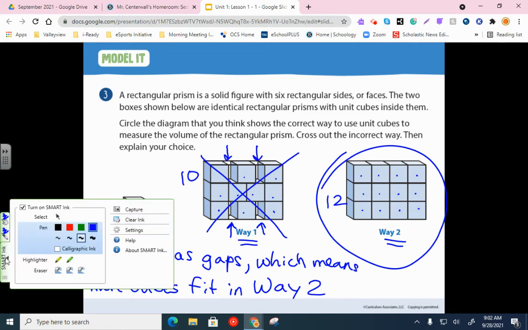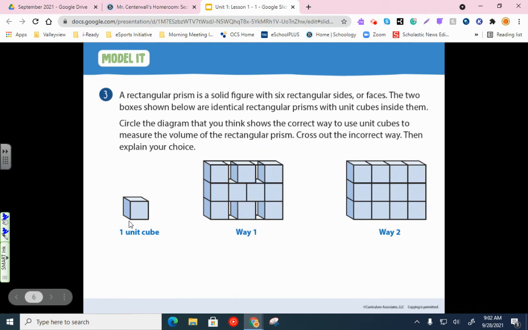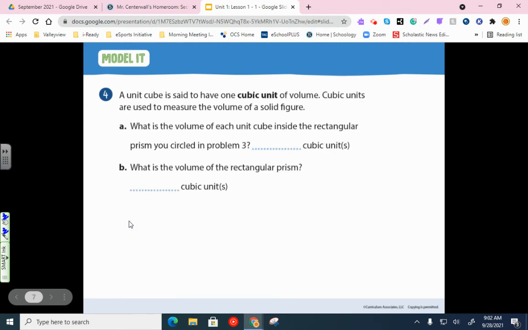All right. Again, these are usually pretty short lessons. So a unit cube is said to have 1 cubic unit of volume. Cubic units are used to measure the volume of a solid figure. What's the volume of each unit cube inside the rectangular prism you circled in problem 3? Well, each of those cubes is 1 cubic unit, and the volume of that rectangular prism, we counted them up, easy peasy, to 12 cubic units.